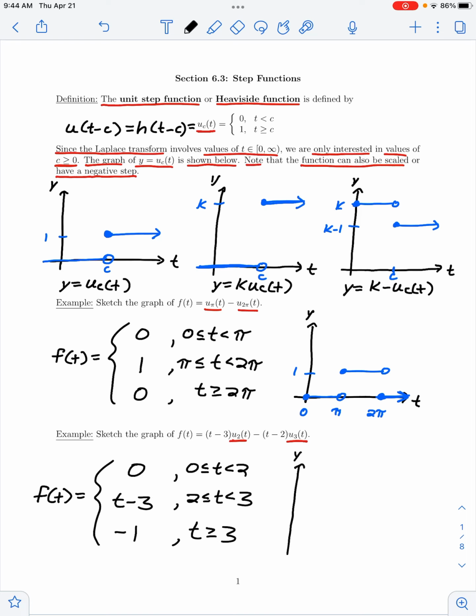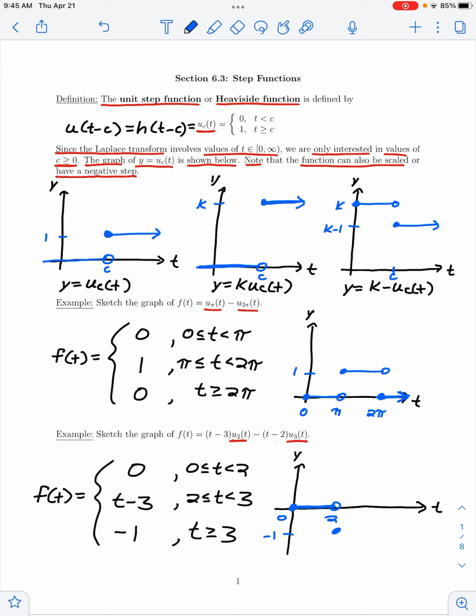And so let's look at our graph of this function in the ty plane. We have a function whose starting value is 0 at time 0. And it remains valued as 0 up until time 2, at which point we change definitions. At time 2, my function becomes defined as t minus 3. So if t is equal to 2, the value of my function becomes 2 minus 3, or a negative 1.